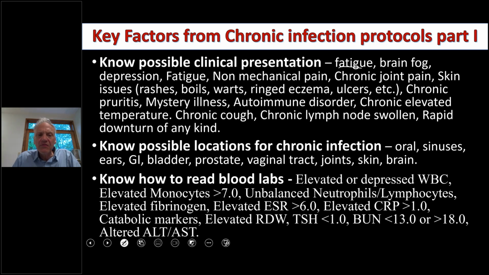Chronic itching, mystery illness, autoimmune disorder. Many autoimmunes are kicked off by viruses. Chronic elevated temperature. Somebody's always at 99, 100. Chronic cough, chronic lymph node swelling. Rapid downturn of any kind. This is a big one. If somebody is going along and everything's going okay, and all of a sudden they just fell off the side of a hill. I don't know what happened to them. I don't know what happened to me, but man, I just feel terrible. You have to suspect an infection.